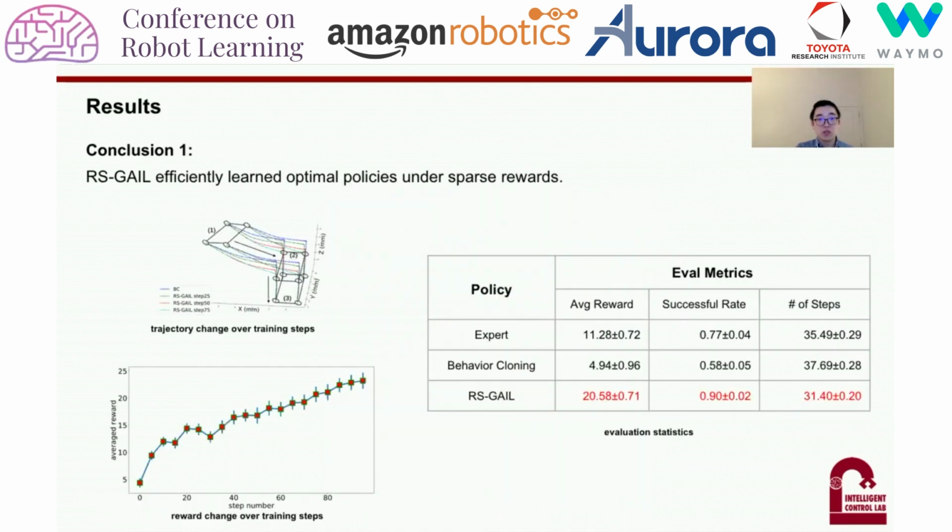Going to our results, our learning algorithm RS-GAIL gives smoother and more optimal trajectories over the training, outperforms the expert and imitation learning policies, and learns an optimal policy under sparse rewards.